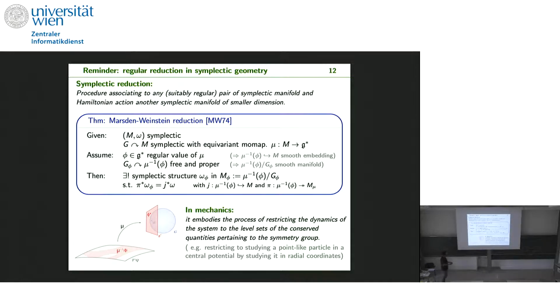So, for instance, a very simple example that is very common in physics is when you restrict the study of a point-like particle in a central potential by studying only its radial coordinates. So we are forgetting coordinates, and this process can be made more rigorous in general by talking about the moment map. Okay, this was the symplectic case. So how can we generalize the previous construction to the multisymplectic setting?